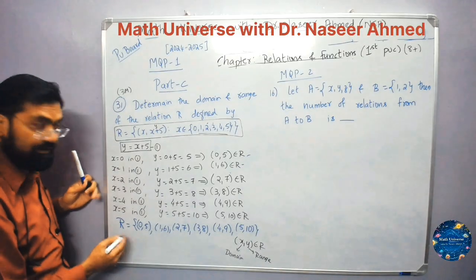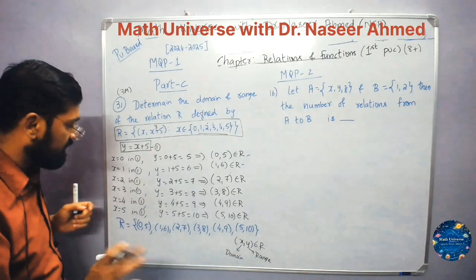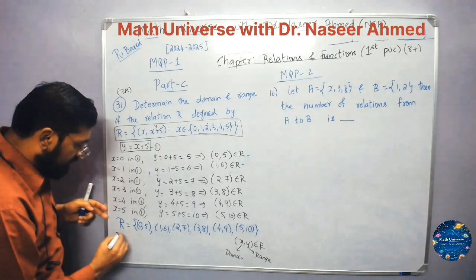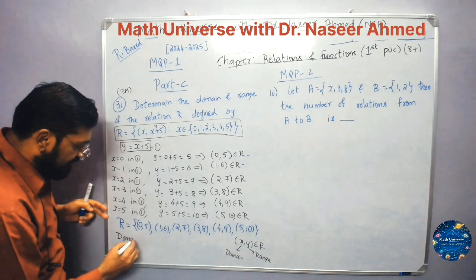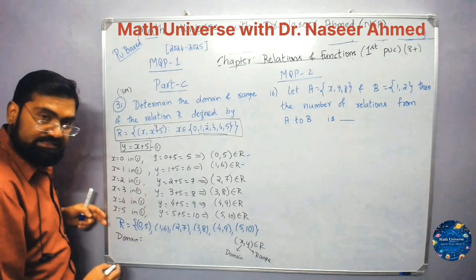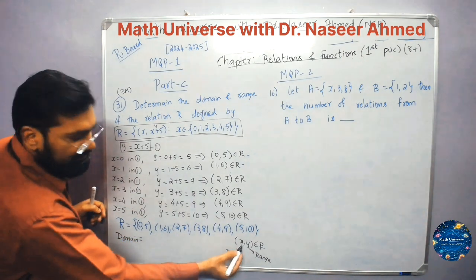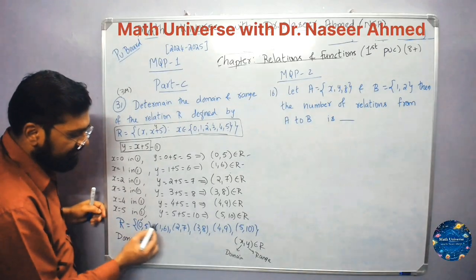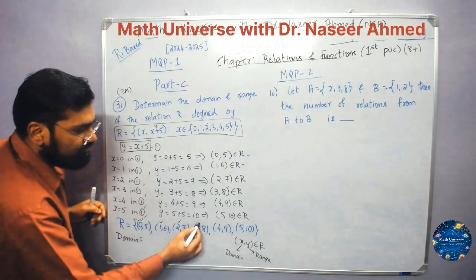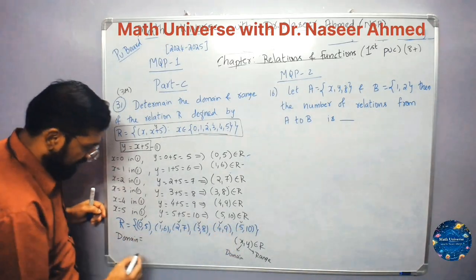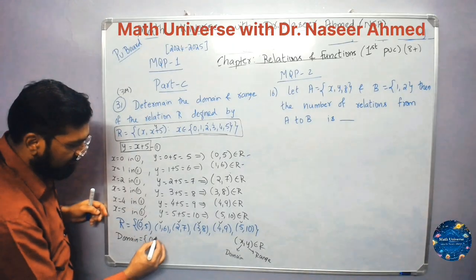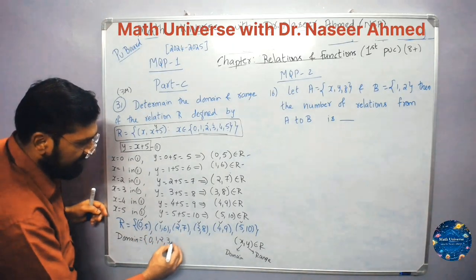Now here in this question, second set is not given. So coming to the domain of this, what is the domain? First element. What is the first element of the ordered pair? 0, 1, 2, 3, 4, 5. So write down 0, 1, 2, 3, 4, 5.